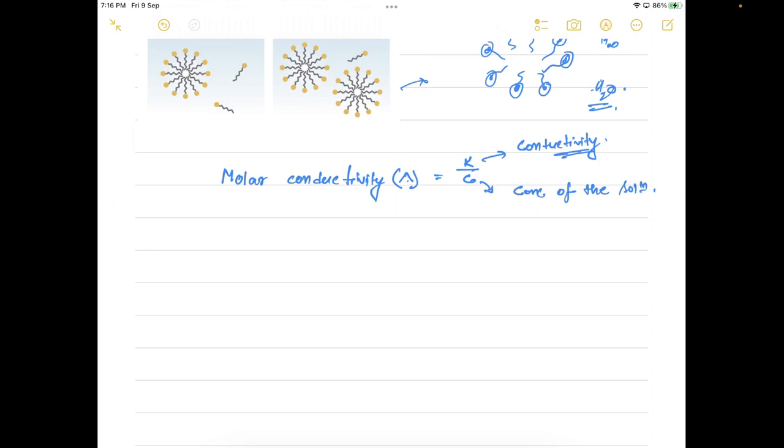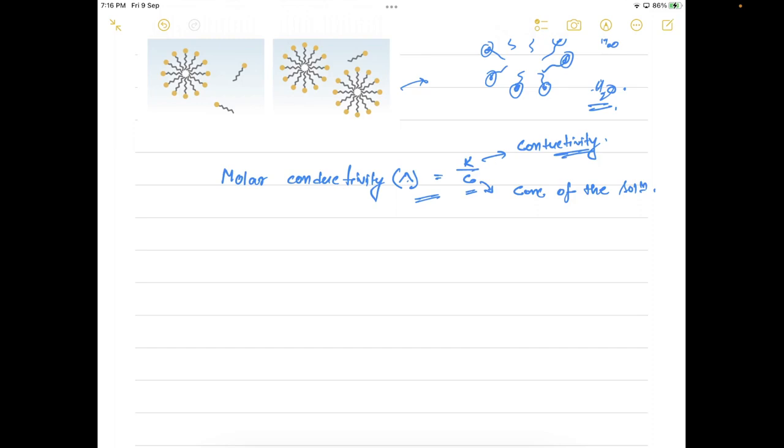So we know that if we decrease the concentration of our solution, the molar conductivity will increase. From this equation you can clearly see, if we decrease the molar concentration of the electrolytic solution, the molar conductivity increases. Now there is a relationship between the concentration of the electrolytic solution and the molar conductivity.